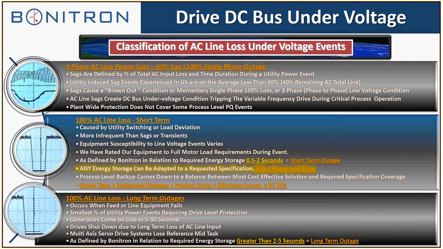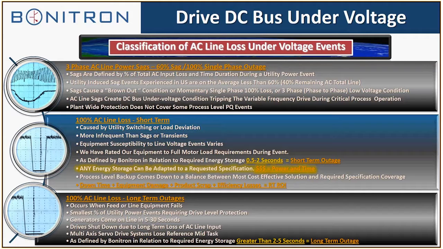So it's cumulative across all three phases, and if the customer is experiencing sags and they can quantify the sags, this is a simple unit to use, and we'll get more into that as we go along here. Then the second category is what we call short-term outage, or this is 100% AC line loss. It's usually caused by utility switching or load deviation. It's much more infrequent than sags.